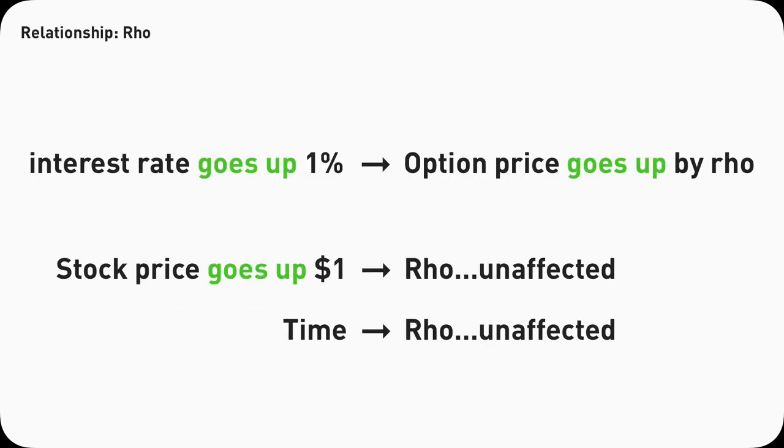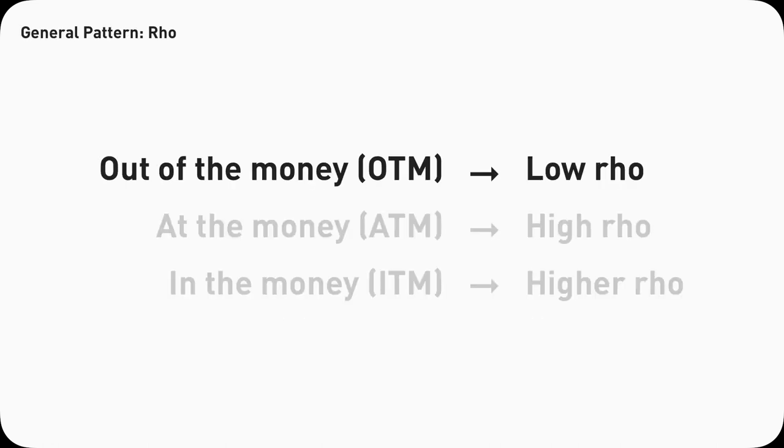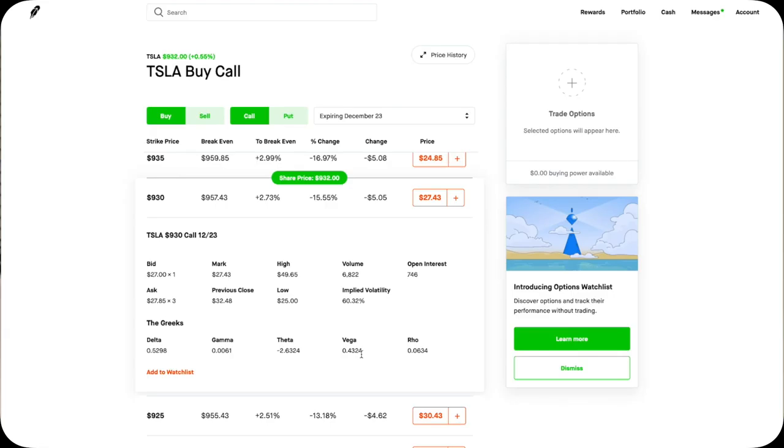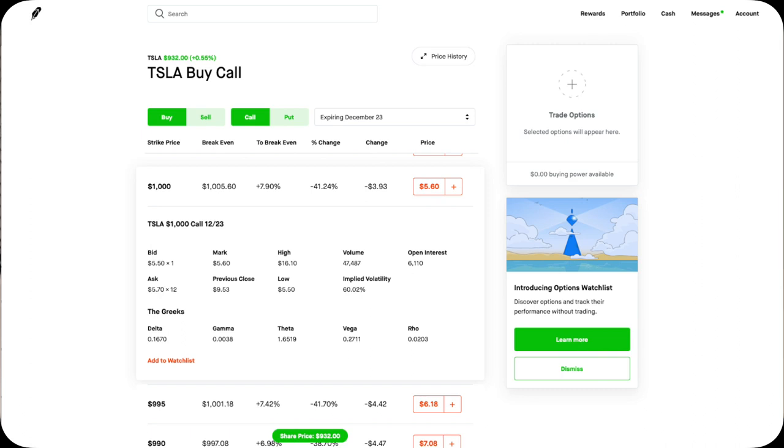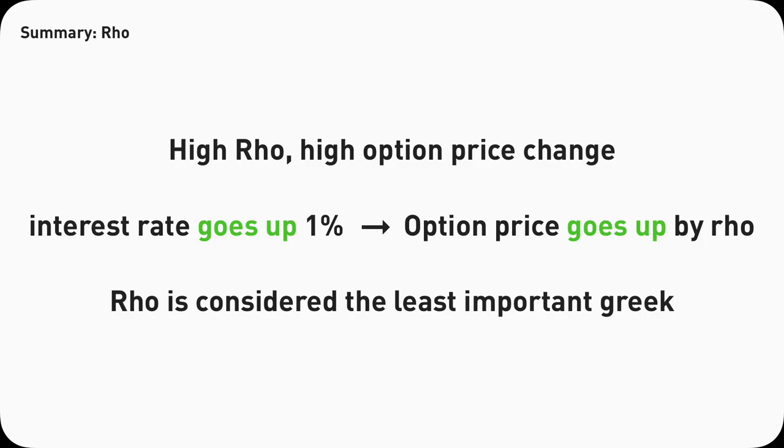The stock price and Rho are not really related like Delta or Gamma. Time and Rho are not really related either like Theta. It's a general pattern. The more an option is out of the money, the smaller the Rho is. In this example, the 930 Tesla call has a Rho of 0.0634. But if you look at the $1,000 call, which is pretty out of the money, its Rho is only 0.0203. In conclusion, high Rho just means high option price change for every 1% Fed interest rate increase.